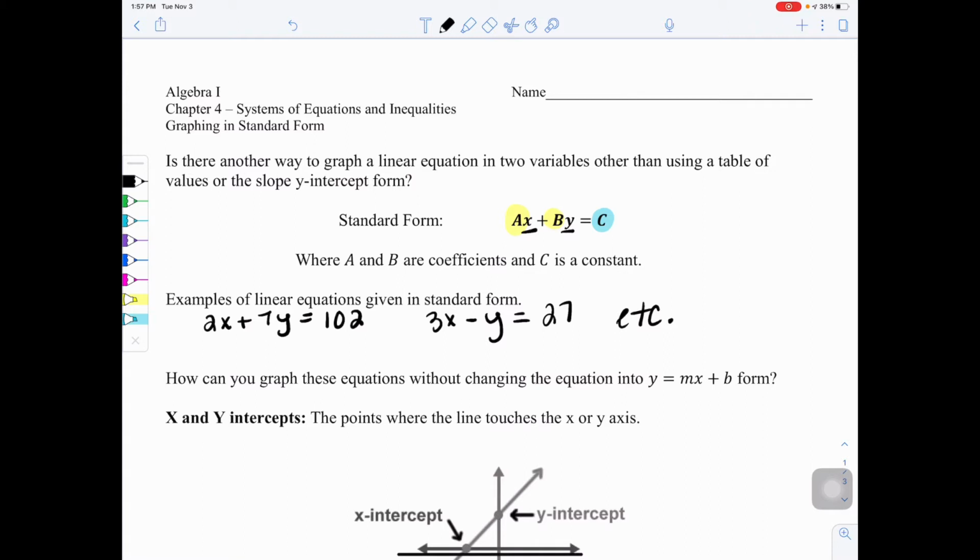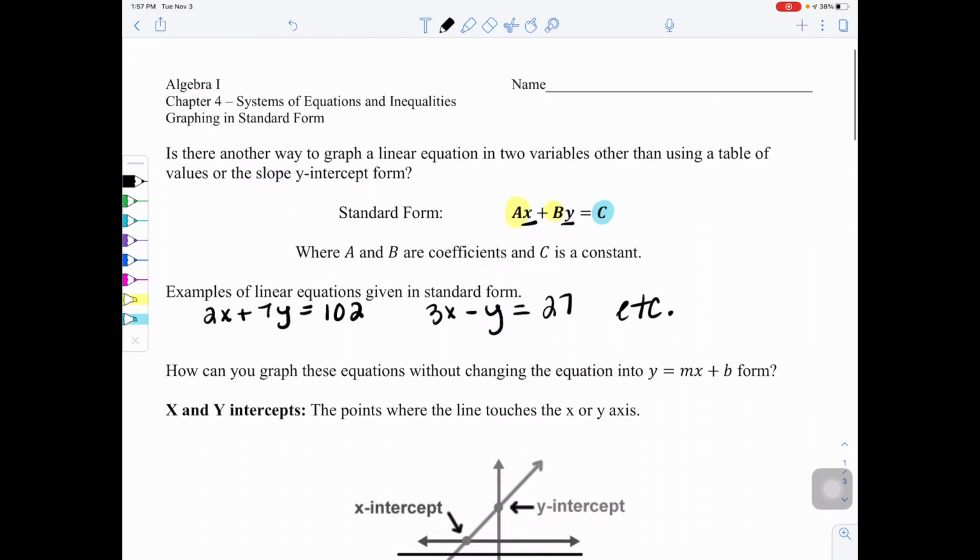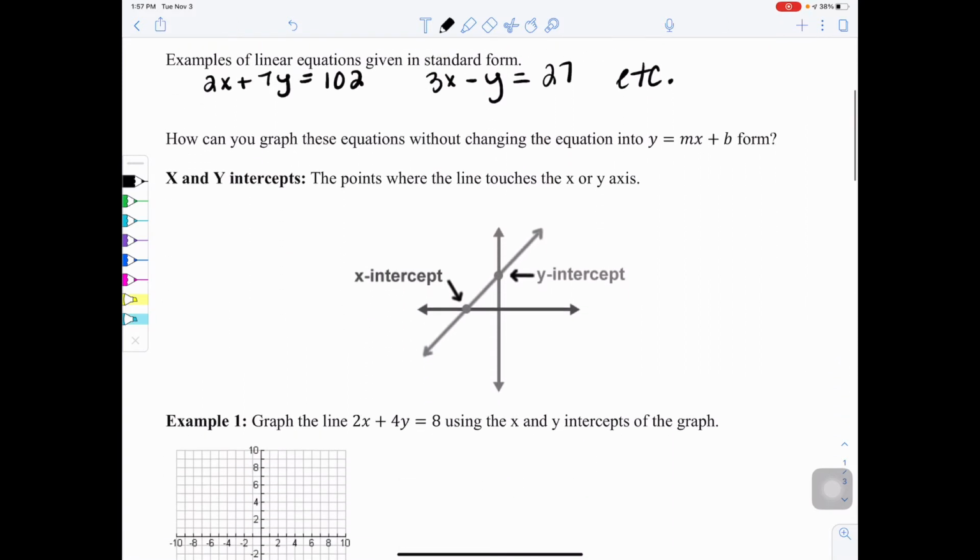So how can you graph these equations without changing the equation into y equals mx plus b form? Because of course that's always an option, which we learned in a previous lesson. You can graph them using intercepts. So it's important to understand what an intercept looks like in order to use this method.